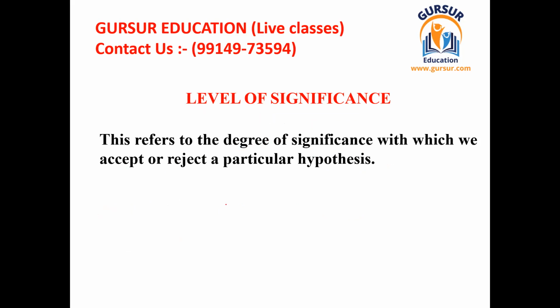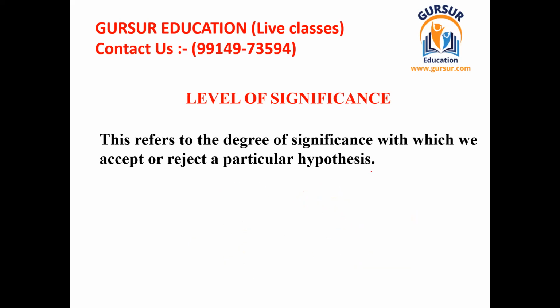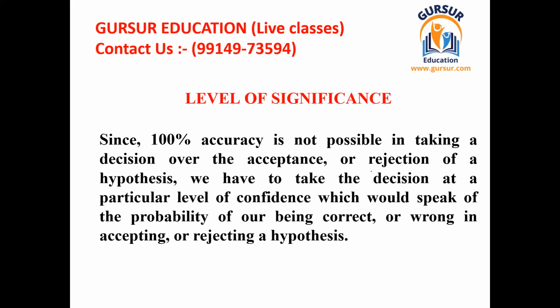So that means if you are 95% sure, there will be 5% chance of you being wrong. You are assuming yourself to be wrong to the level of 5%. If you are confident at 99%, then you are not confident for 1%. So that includes the region of acceptance, and that includes the region of rejection. This was level of significance.